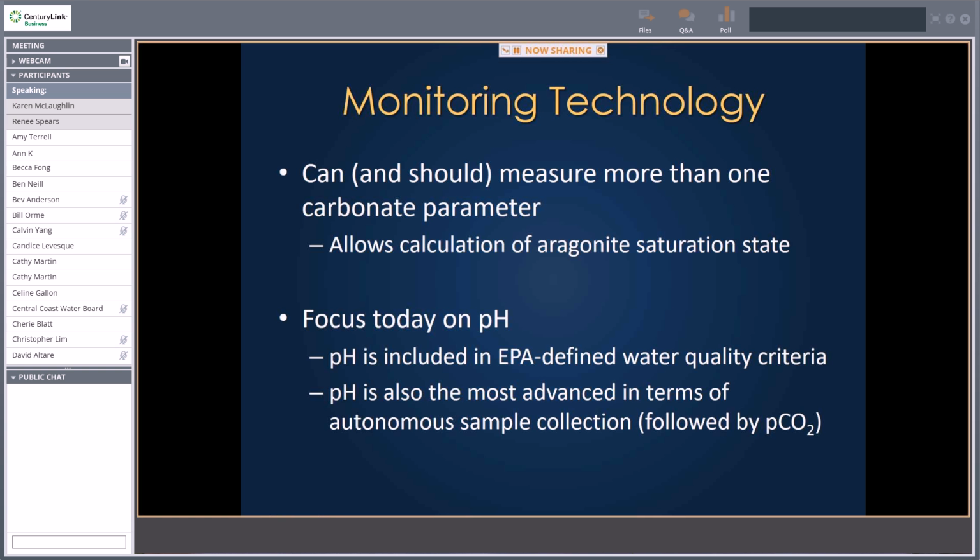That said, I don't have a lot of time, so I'm going to focus primarily on pH today, mostly because pH is already included in water quality criteria, so a lot of people are already required to measure it. And furthermore, pH is also a little more advanced in terms of autonomous sample collection, followed by pCO2, so it's a little bit more ready for an out-of-the-box type application.